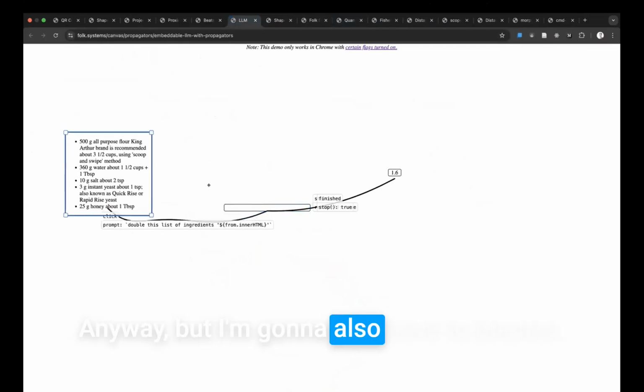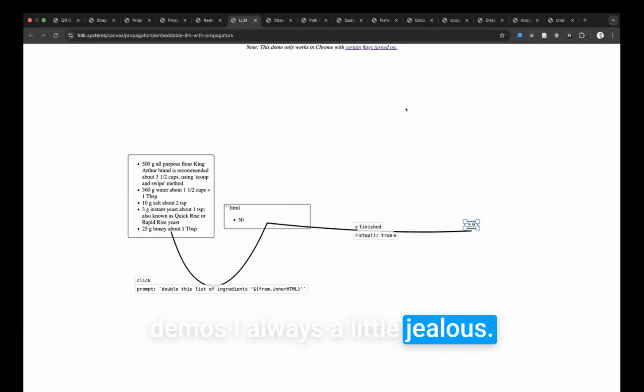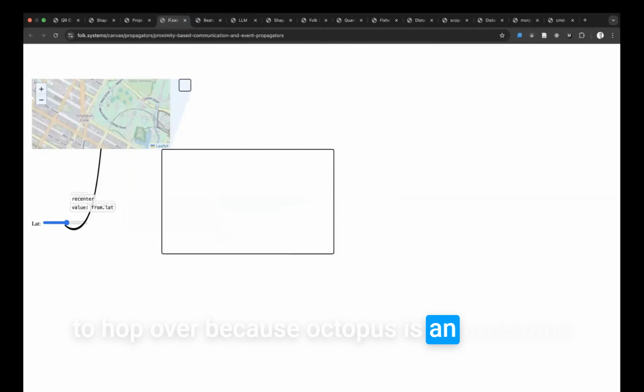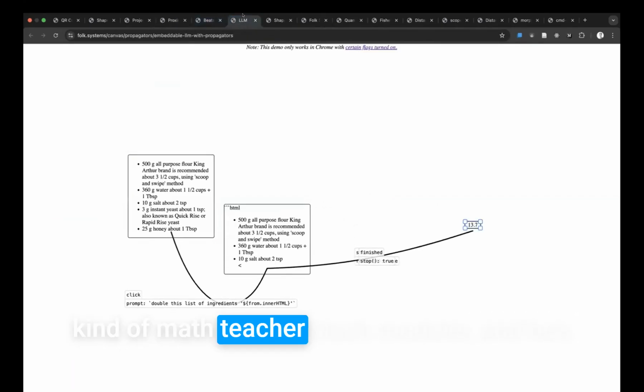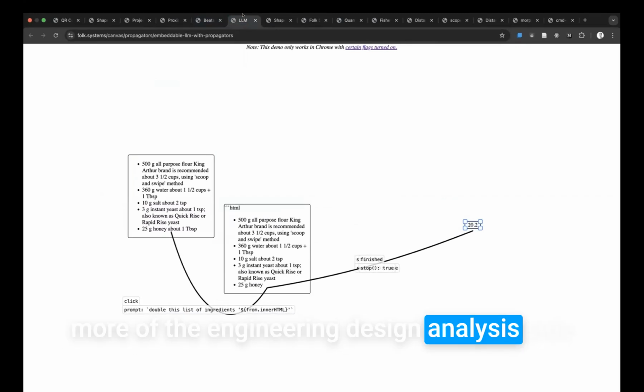Anyway, but I'm going to also have to bounce. I know there's a bunch of cool demos. I'm always a little jealous. These toys are fun. I do actually kind of want to invite everyone to hop over because Octopus is an awesome math teacher and modeler, and he's going to be going over some cool stuff on more of the engineering design analysis side.